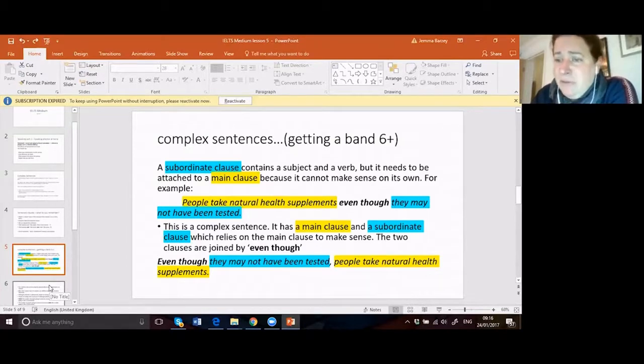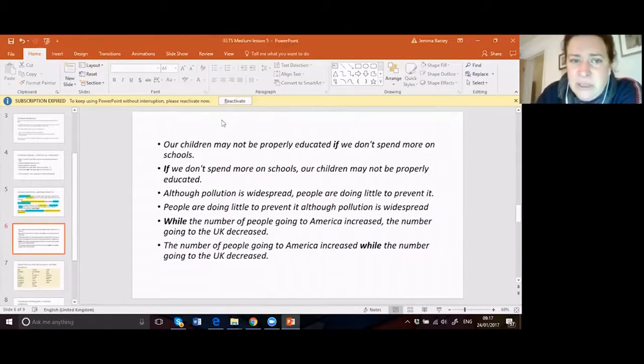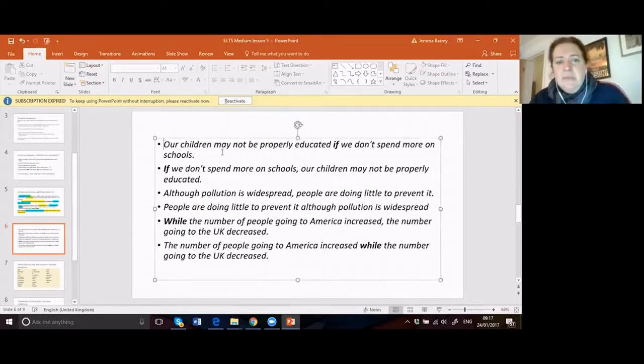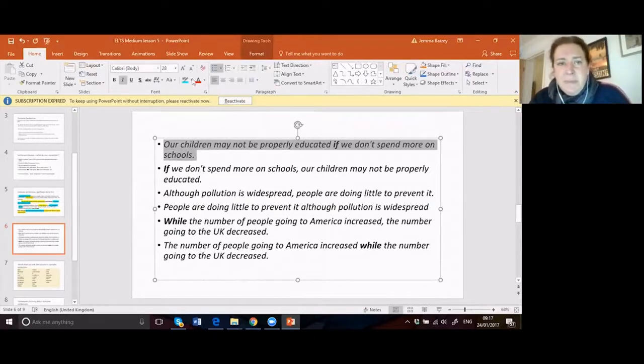This is the most difficult thing to focus on with the grammar. So I've got some examples for you. So, our children may not be properly educated if we don't spend more on schools. So this is the main part of the sentence, and this is the supporting part of the sentence that on its own doesn't make sense. So we need the yellow to understand the blue, okay?